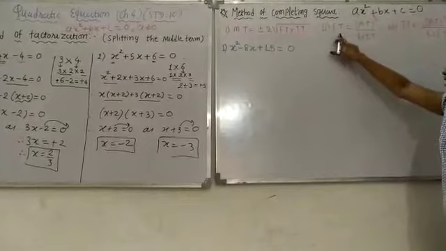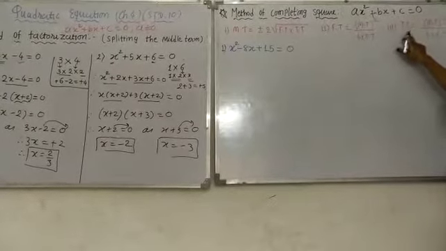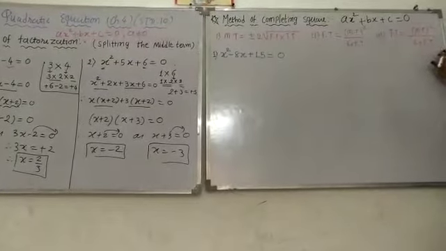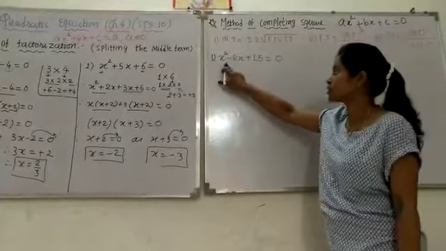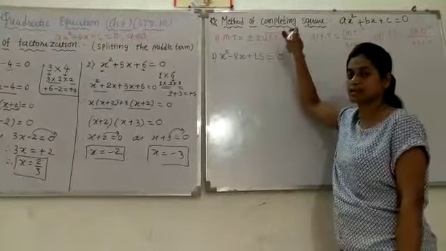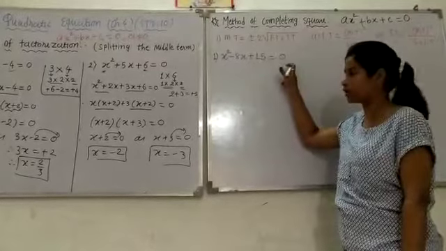Same way, for adjusting the first term, it is middle term square upon 4 times third term. And for finding the third term, it is middle term square upon 4 into first term. Let us consider one example. You should find the solution of this quadratic equation by the completing square method. X square minus 8x plus 15 is equal to 0.